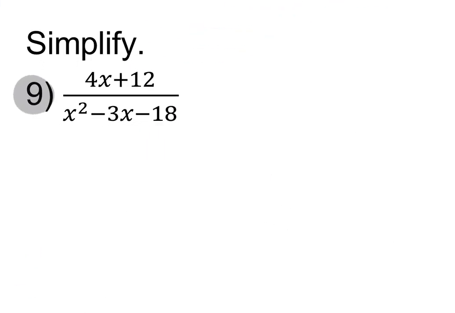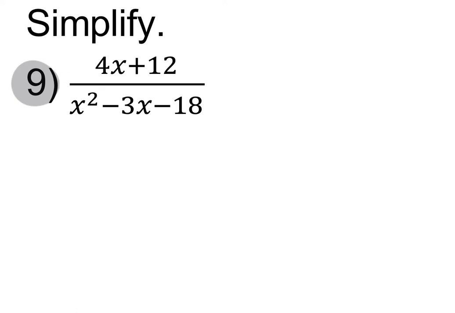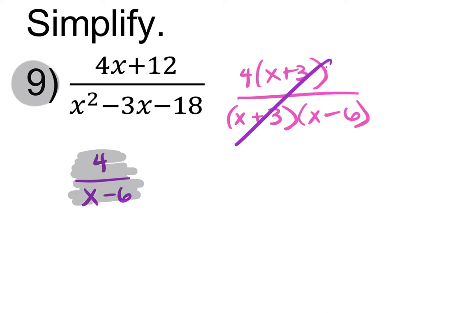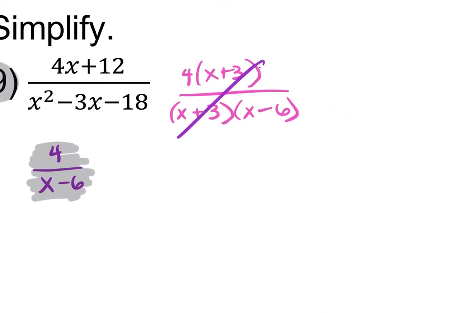All right, what can you do to factor the top of 9? Good. So I get 4 and then x plus 3. And what are the factors of negative 18 that sum to negative 3? Positive 3, negative 6. So now the x plus 3's cancel, and I'm left with 4 over x minus 6. You cannot simplify that 4 into the 6. Don't do it, okay? You can't simplify part of a sum or difference.